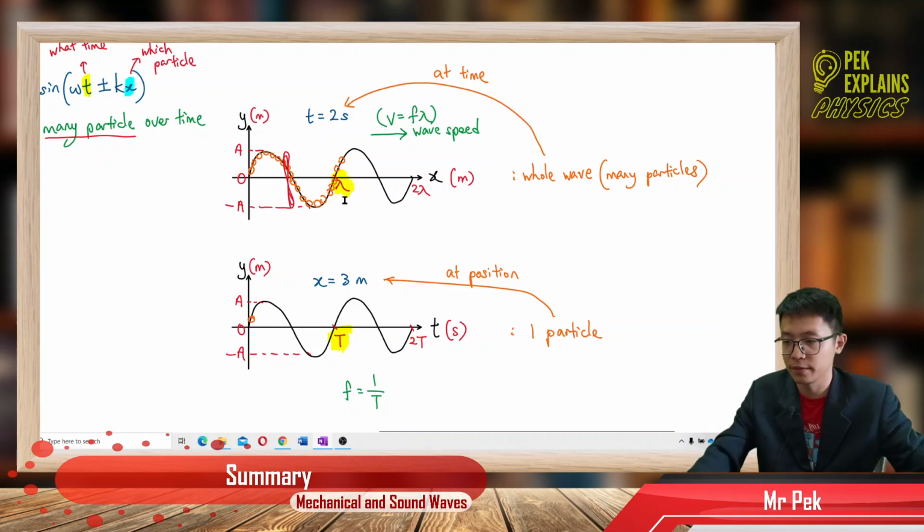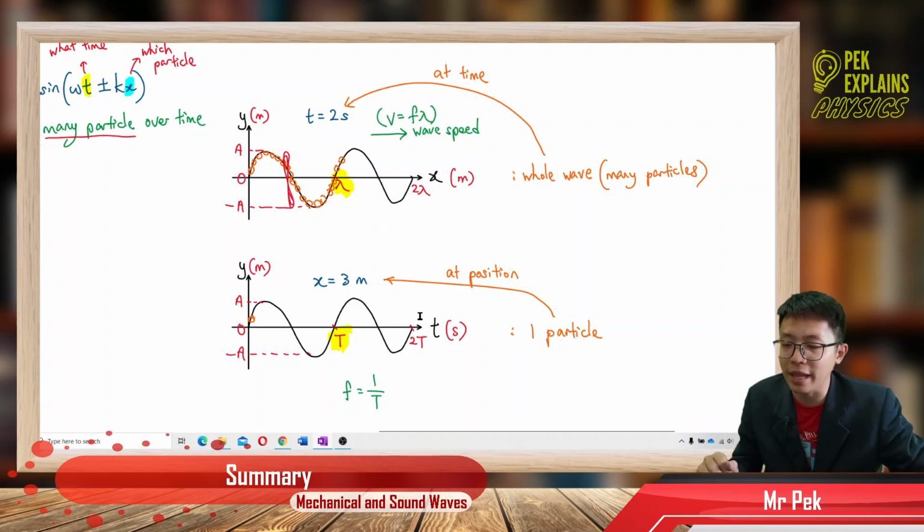What's the difference? The displacement-distance graph shows the whole wave of many particles. You can see the whole wave at a certain time. Since you can see the whole wave, you can get the wavelength, lambda, from the x-axis. You can see many particles at different displacements, the whole wave at a certain time.